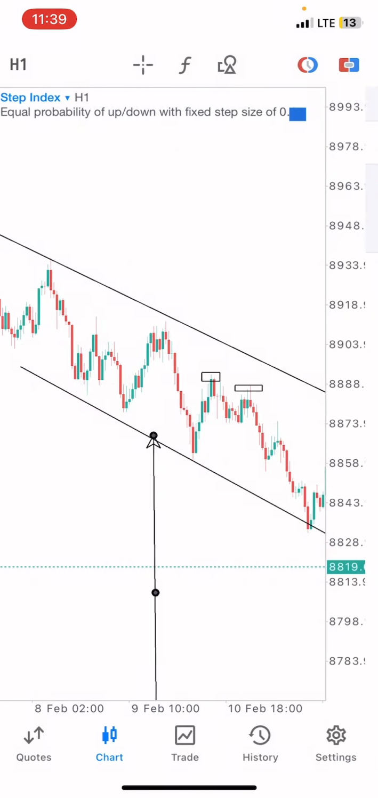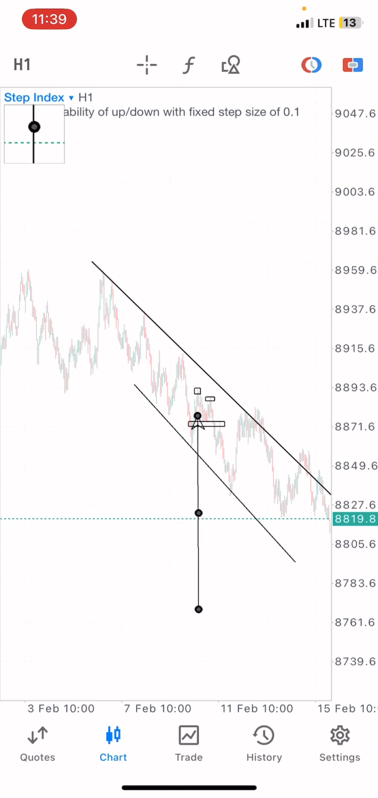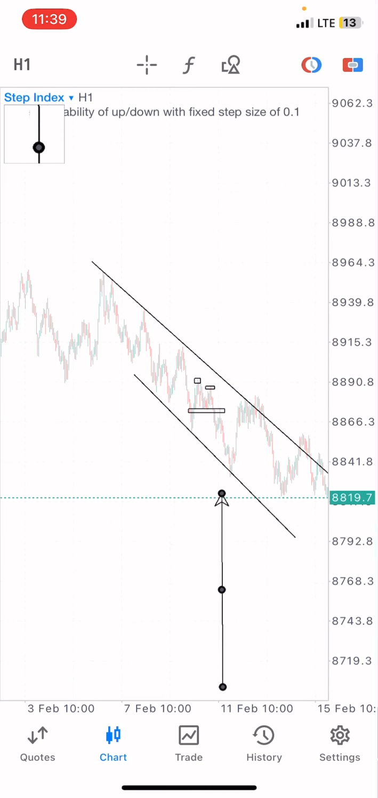So afterwards, you can spot the neckline of this particular formation. You can see the market creating this double top formation for us. Then afterwards, we got a sell off, because we have already identified the overall market direction, which is a downtrend.